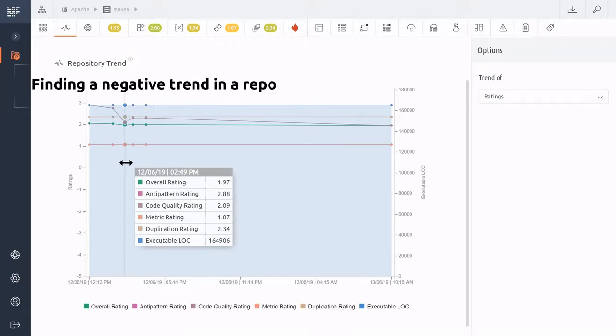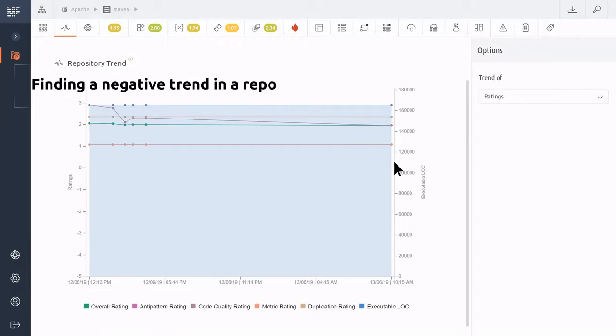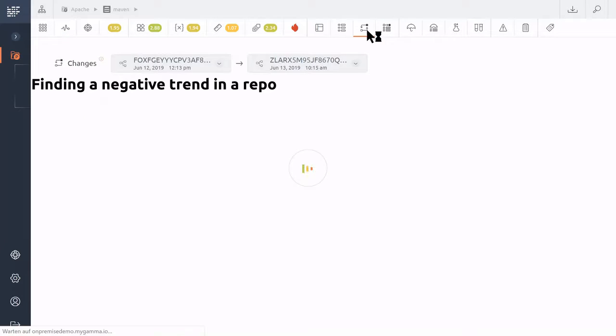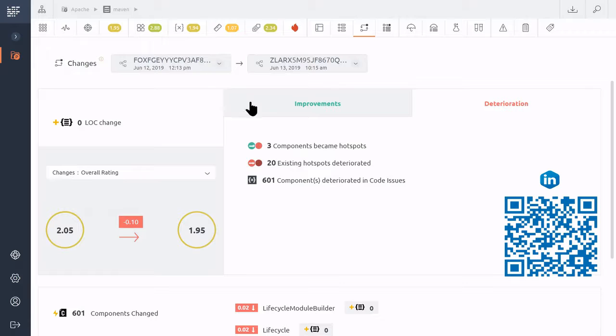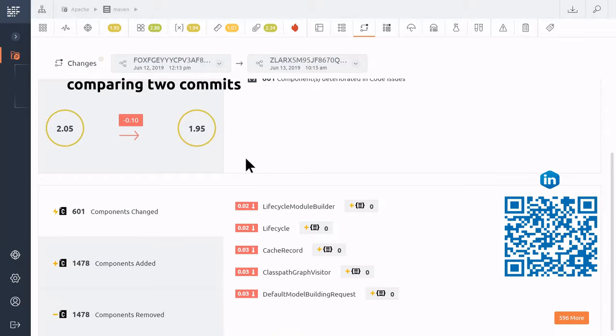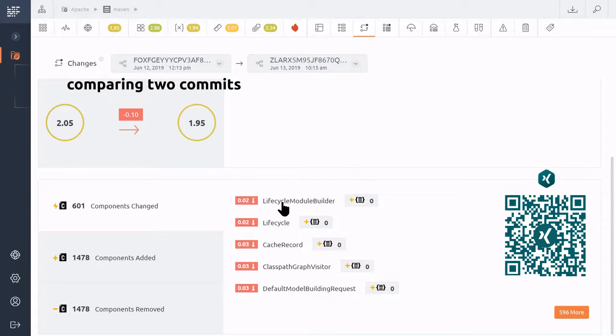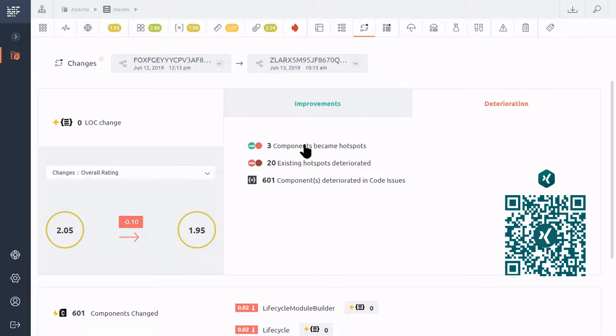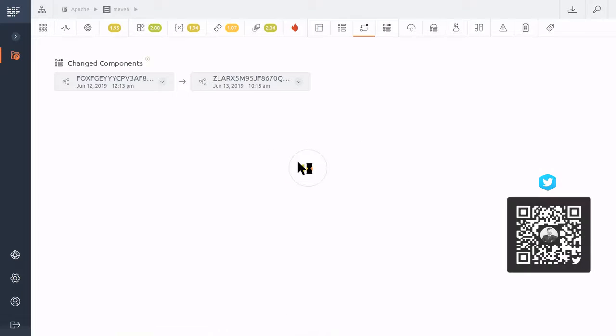So we can see between commits a negative trend. Let's compare the first and the last commit. We can see that we went from 2.05 to 1.95 overall rating and have a lot of deteriorations. 20 hotspots, which are components that have a rating less than 0 in our Embold score, even deteriorated more. There's a lot of change between those commits. Let us focus on the hotspots that are getting worse.